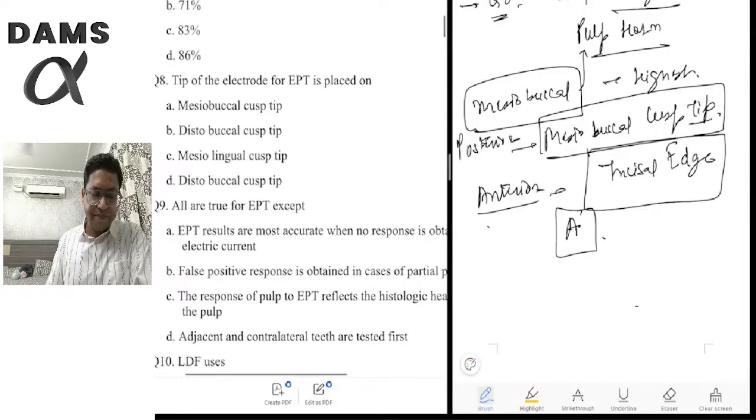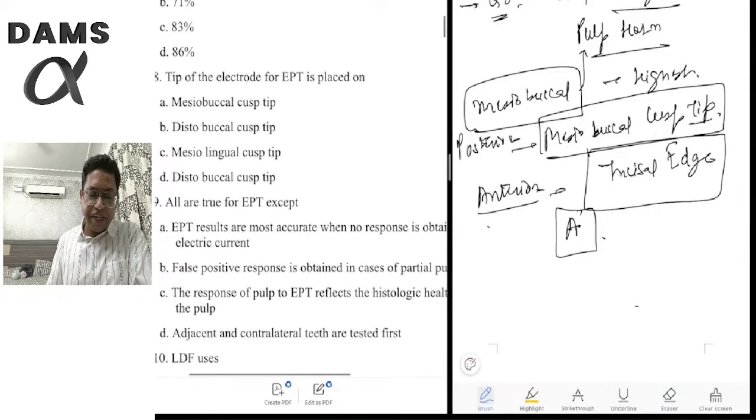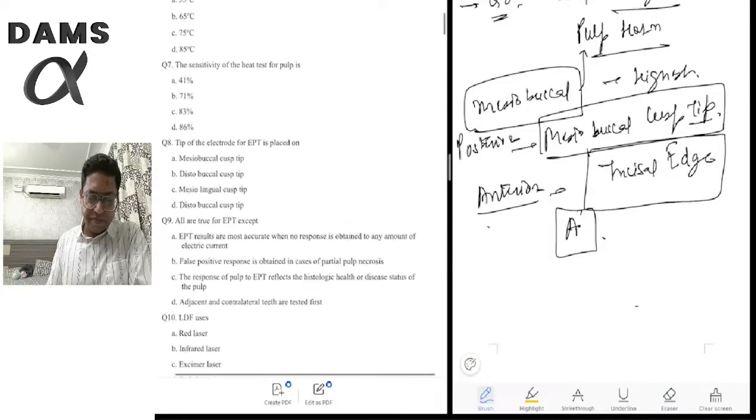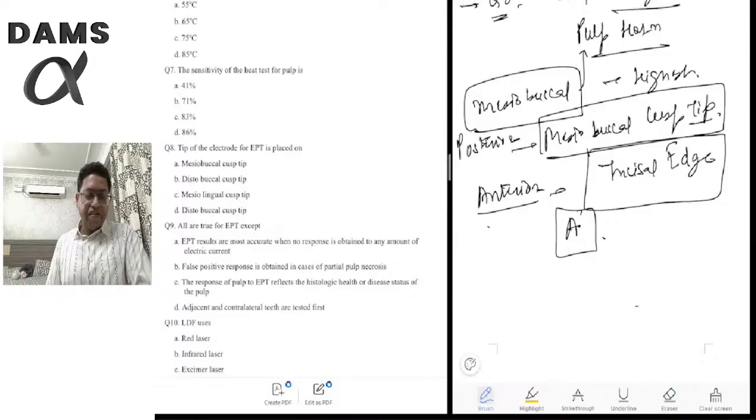Question number 9. All are true for EPT except: EPT results are most accurate when no response is obtained to any amount of electric current; false positive response is obtained in cases of partial pulp necrosis; the response of pulp to EPT reflects the histologic health or disease status of the pulp; adjacent and contralateral teeth are tested first. All are true statements except one, which we have to find out.